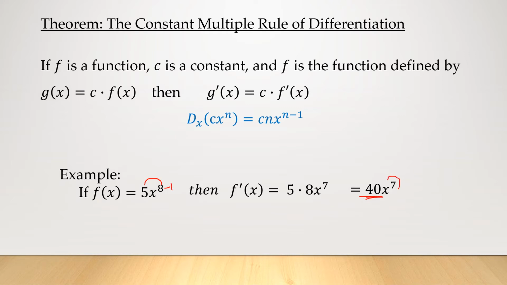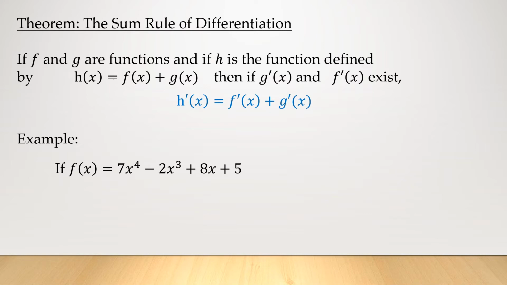Kaya siya naging 7. So, that is why, sabi ko kanina, if you don't want to do this, then you can do the shortcut. So, simply multiply the exponent sa ating numerical coefficient, and then subtract the exponent by 1. So, yan. Next naman, what if the given function is like this?